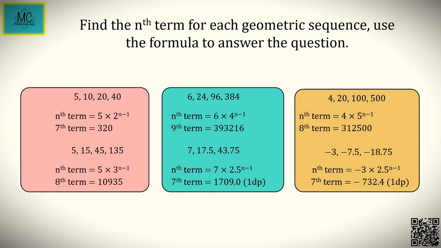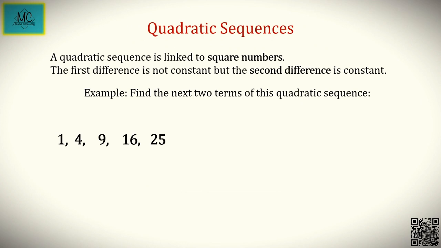Okay. Now next is the quadratic sequence. A quadratic sequence is linked to the square numbers. Always remember. The first difference is not constant, but the second difference is constant. So for example, let's take this example. Find the next two terms of this quadratic sequence. So here the sequence is given as 1, 4, 9, 16 and 25.